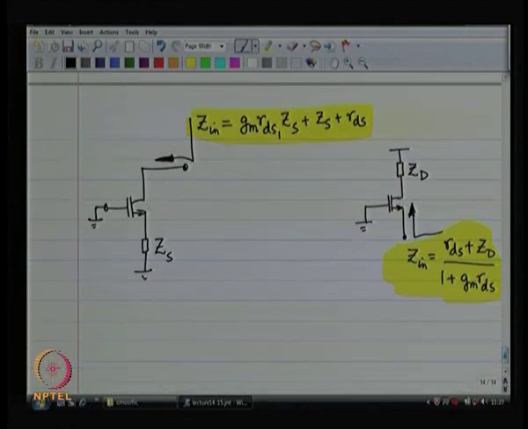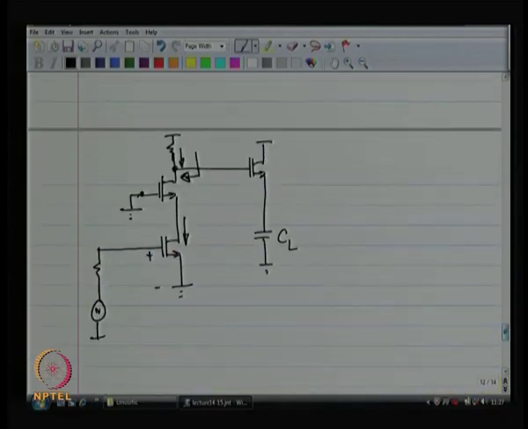So, basically when you look into the drain of the device, you are going to use this particular formula, and effectively you are multiplying whatever you see below the source by a quantity which is GMRDS1, which is the gain of the cascoded device. So, over here the impedance that you see is RDS times GMRDS. It is a large number. That is how the cascode works, just as a reminder. Anyway, let us do this properly.